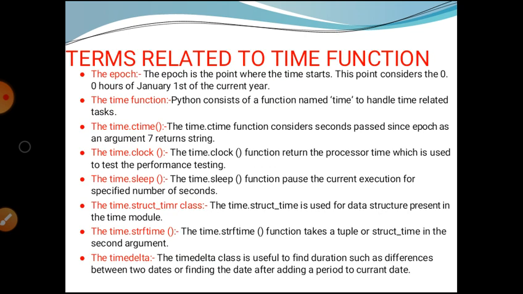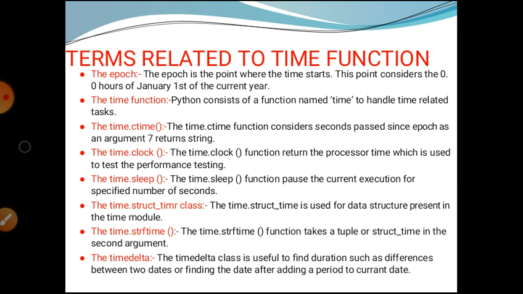Next, there are some terms which are related to the time function. We discuss all these terms one by one. First, epoch. Epoch is the point where time starts. This point is considered as 0.0 hour of January 1st of the current year. Next, the time function. The time function in Python, named time, handles time related tasks. The time function works to handle the time related tasks in our program.